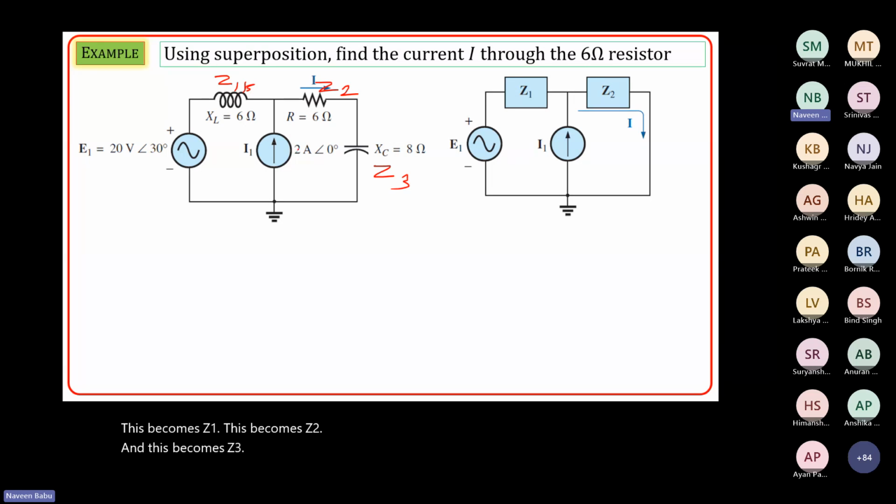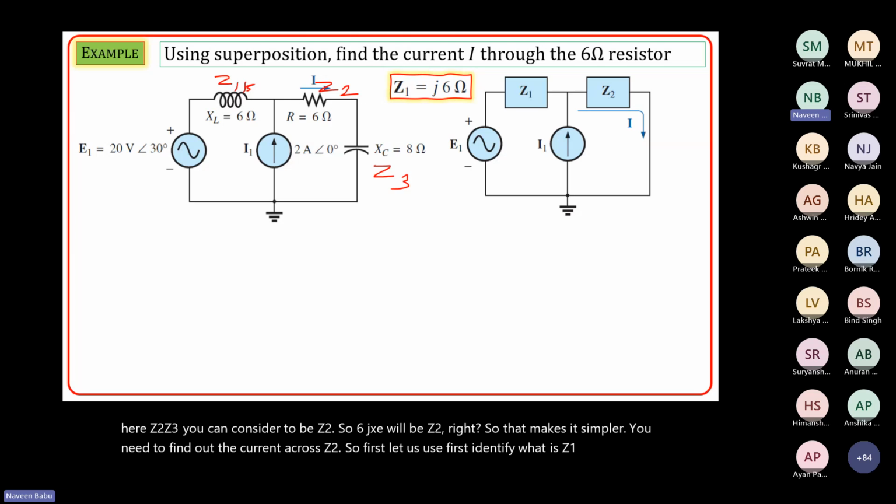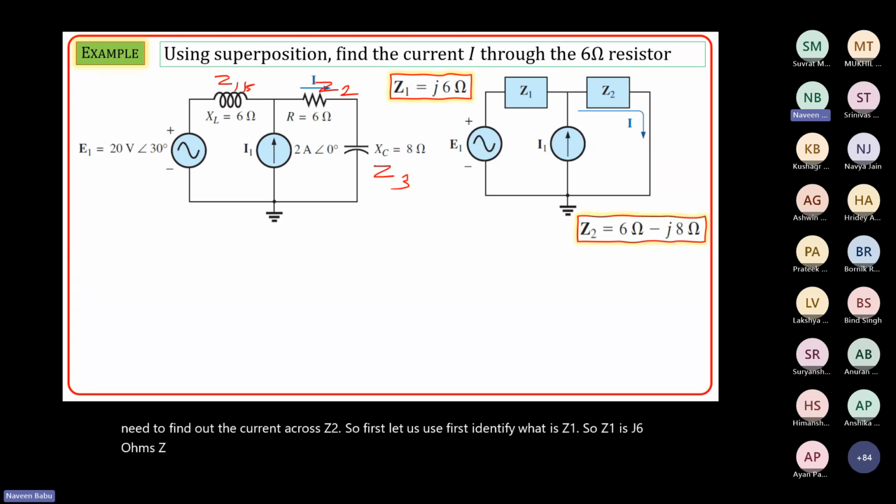We need to find out this current only, the current across Z2. So here Z2 plus Z3 you can consider to be Z2, so 6 minus JXC will be Z2, right? That makes it simpler. You need to find the current across Z2. First, let us identify Z1. Z1 is J6 ohms, Z2 is 6 minus J8.